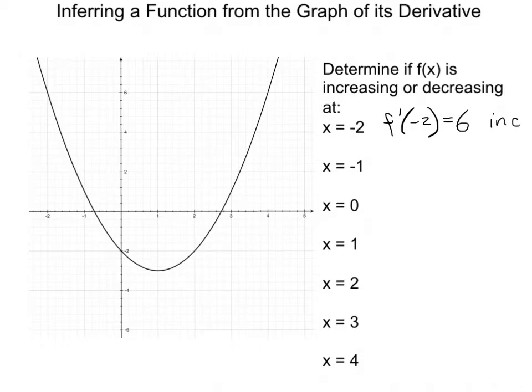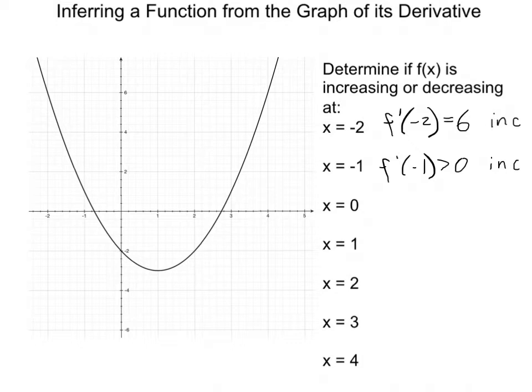What about at x equals negative 1? If I go back to negative 1 on this graph of the derivative, this thing is up at, I guess, probably positive 1. To be honest, it doesn't really matter to me. What's important is that f prime of negative 1 is greater than 0. It's positive. That means the original function is increasing. I want you to pause the video, go through and figure out whether the function is increasing or decreasing at these other 5 values. So do that now.